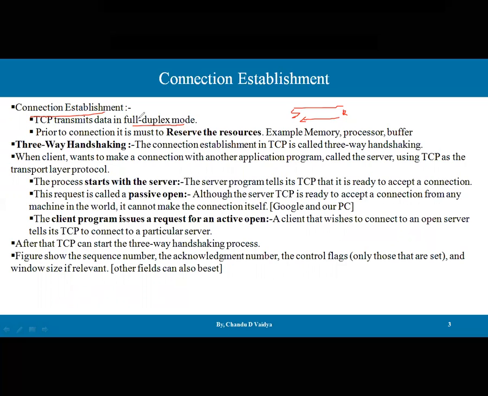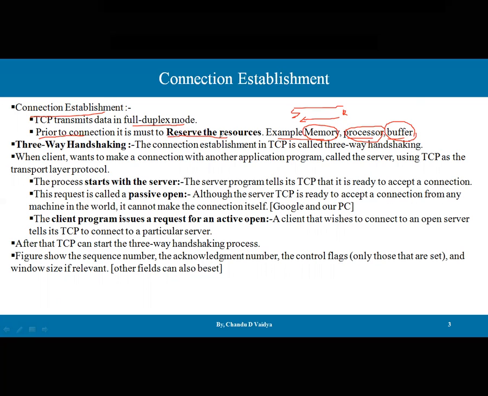Now, before having the connection establishment, what do we have to do? Prior to the connection, it must reserve resources. Which type of resources? Memory, processor, and buffer. Buffer is required to store the segments, the processor is required to process them, and the memory is required to save them, as more than one segment is available. These resources need to be reserved, and the provision must be made earlier than the data transfer, and that is the connection establishment.